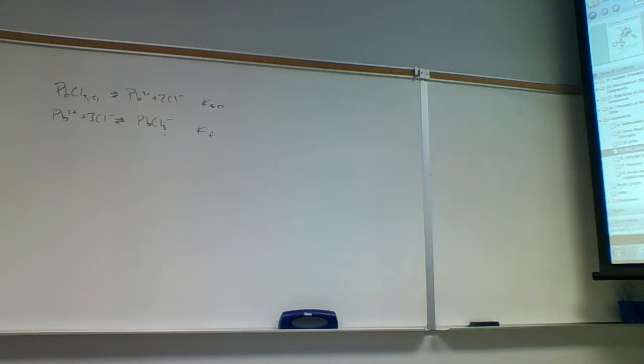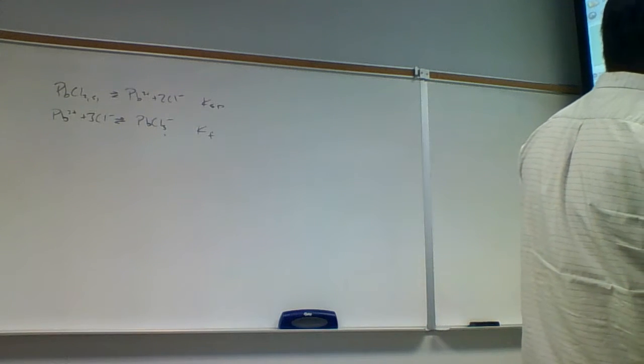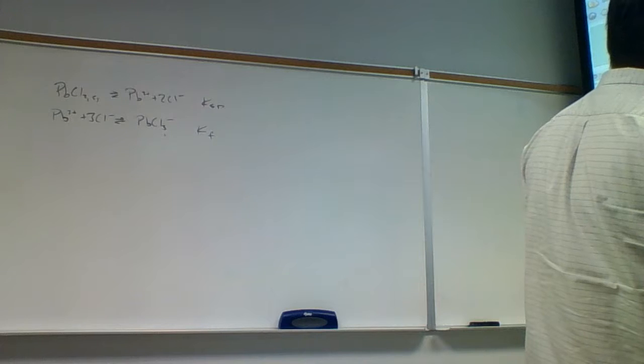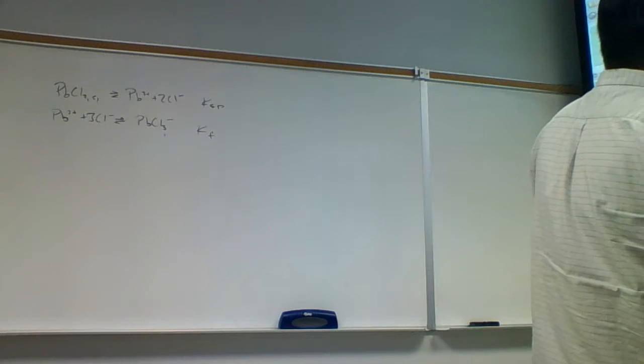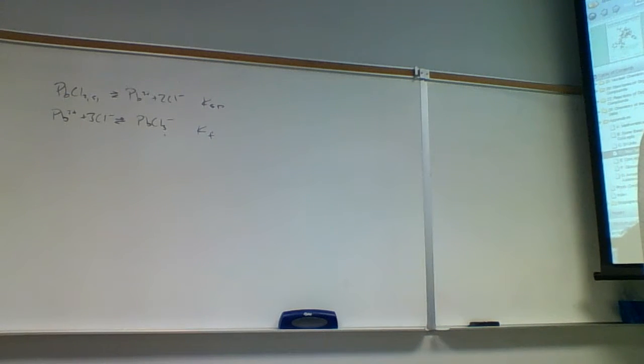Mercury 1, 10 to the minus 18. Wow, mercury 1 is quite a bit less soluble than silver. And then lead. When you look at lead, it's 10 to the minus 5. Where does that rank it? Well, 10 to the minus 5 is fairly on the more soluble end of things.